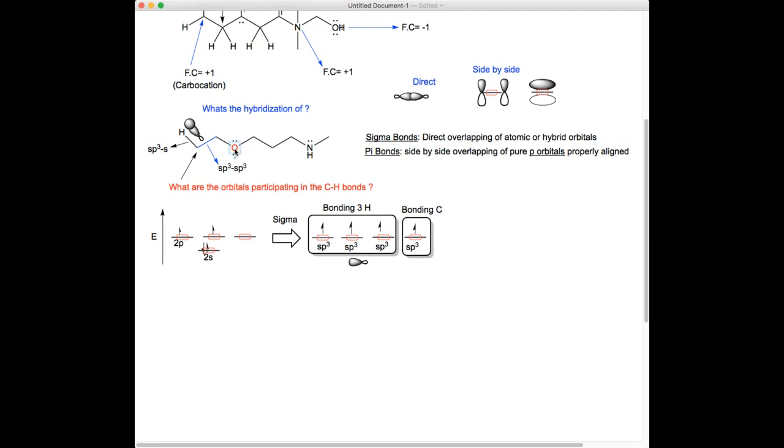All right, so my first question about that oxygen is, what is the hybridization of the oxygen? I'm going to ask you guys, in this oxygen here, do we see any pi bonds in that oxygen? No pi bonds in that oxygen, right? So if there are no pi bonds in that oxygen, what is the hybridization of that oxygen?